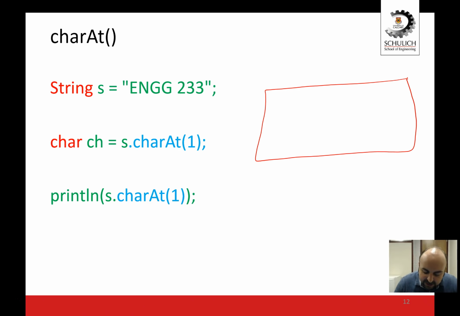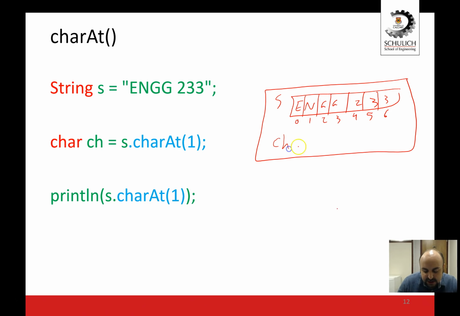So if you had S and you put ENGG233 in, so ENGG space 233, it's going to be index 0, 1, 2, 3, 4, 5, and 6. And if we made a character ch, and you said s dot charAt(1), this says char at index 1. So inside of ch, you're going to have n. And if you printed this, n is going to be printed.